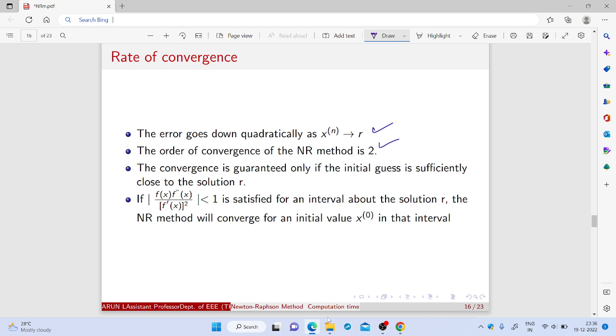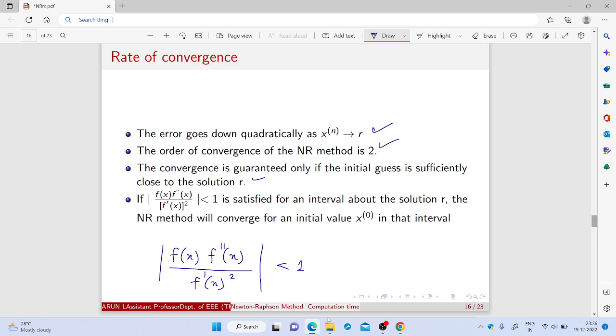The convergence is guaranteed only if the initial guess is sufficiently close to the solution r. And there is an analytical result: if the absolute value of f of x multiplied by f double dash of x, divided by f dash of x whole square, is less than 1 in an interval about the solution, then the Newton-Raphson method will converge for an initial guess selected in that interval.